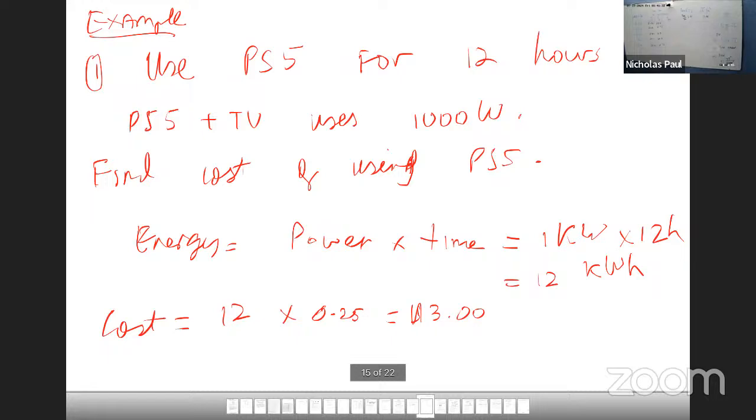Copy it out. The key, David, is to make sure you're working in the right units. Make sure you're working in kilowatts and you're working in hours.